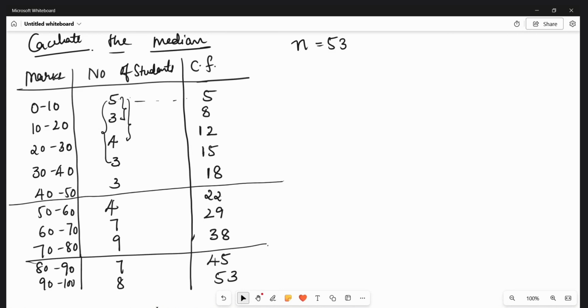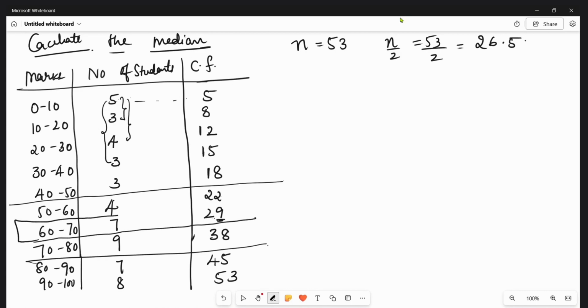What is n by 2 now? 53 by 2 is 26.5. So in the CF column, the value more than 26.5 is 29. Again, n by 2 is 26.5, and the CF value more than that is 29 only. So this is the median class.